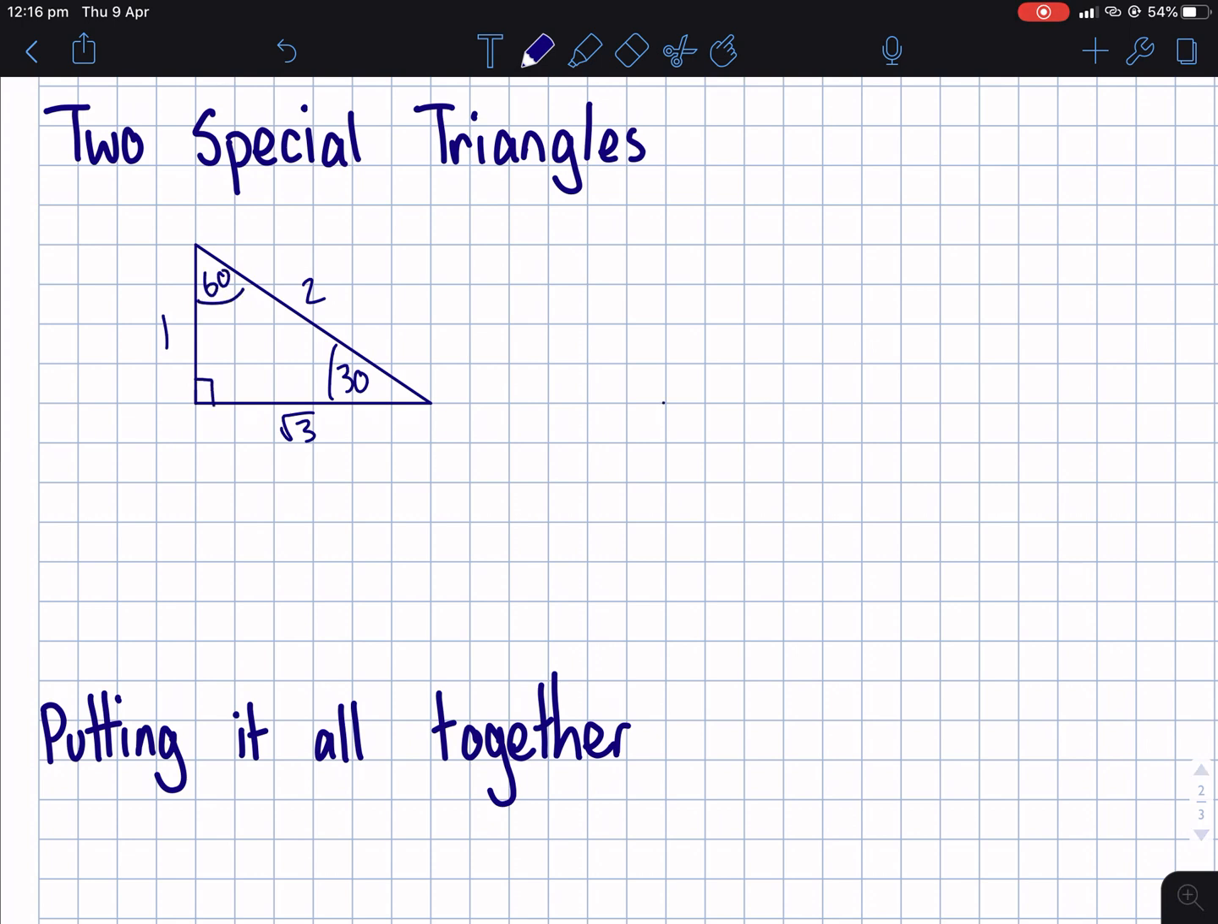The next one is our 45-degree triangle. So if that's 45 and this is 1, if it's 45, they must be the same. So this is also 1. If that's 1 and 1, this must be root 2.